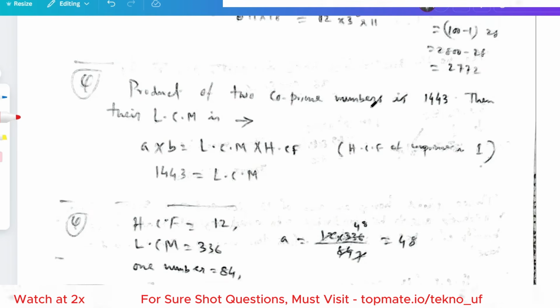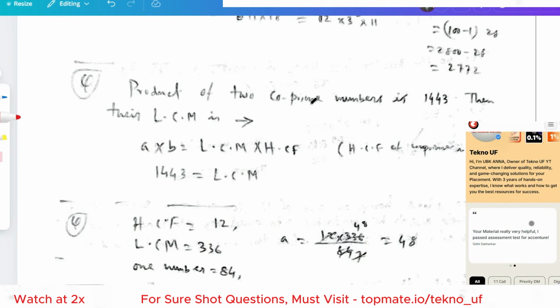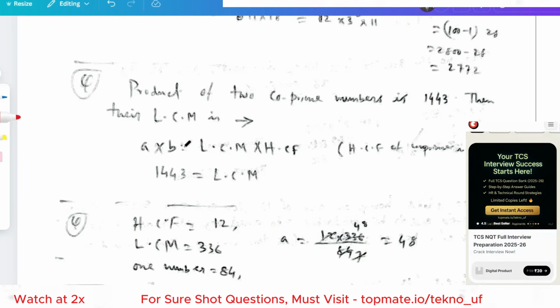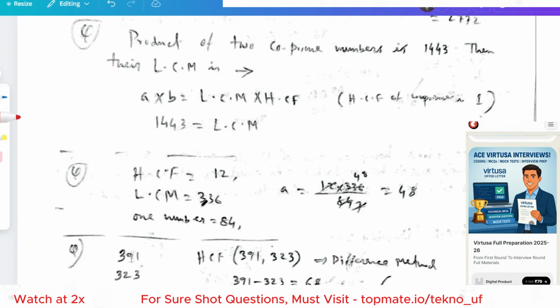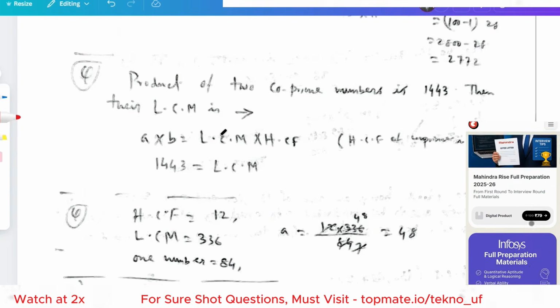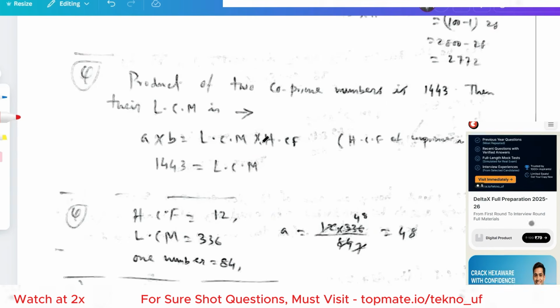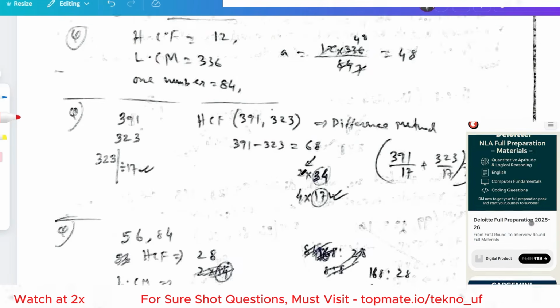Product of two co-prime numbers is 143. Then their LCM is what? You know the HCF of co-prime numbers is 1, right? So you have to implement this formula: A into B is equal to LCM into HCF. You know the HCF is 1. A into B they have already provided, that is 143. So that's why the LCM will be 143. So I hope you understood. Basically in this you have to implement the A into B is equal to LCM into HCF formula. Just remember that.